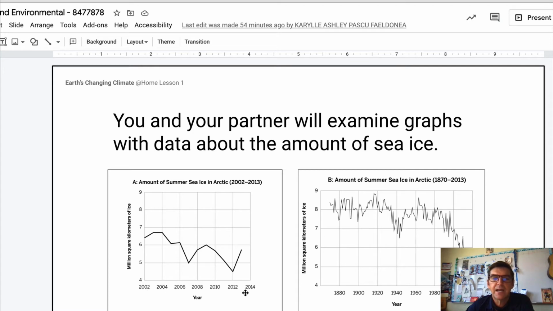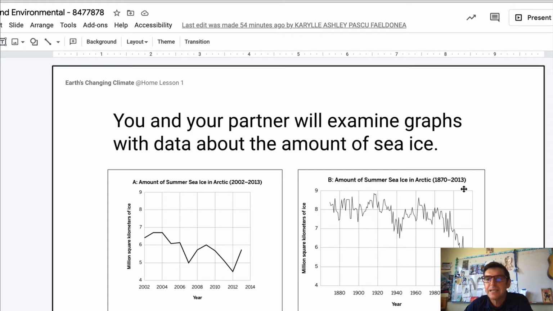And then this is the time. Usually the time goes along the bottom. Look at here, 2002 to 2014, 1880 to 2020. We're going to make these graphs in our slideshows today. So start getting used to it. Amount of summer sea ice in the Arctic. Amount of summer sea ice in the Arctic. So both the same topic.